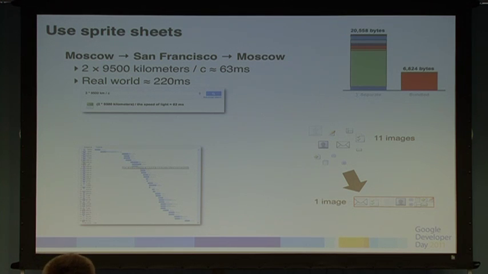5 of those is 1 second. 50 of those is 10 seconds. So if you have 50 images, then the user's waiting 10 seconds for nothing. Those are just the requests.